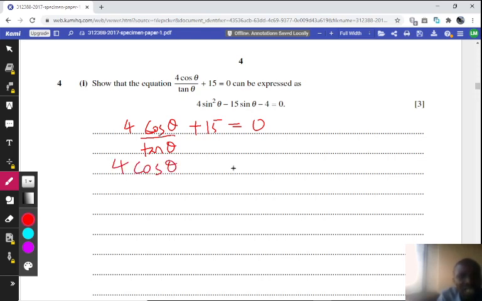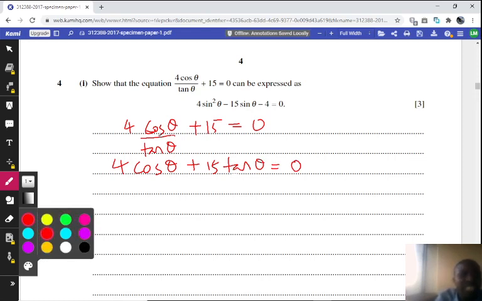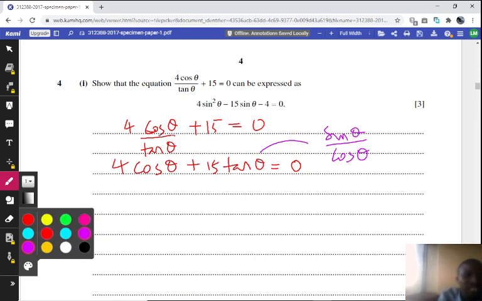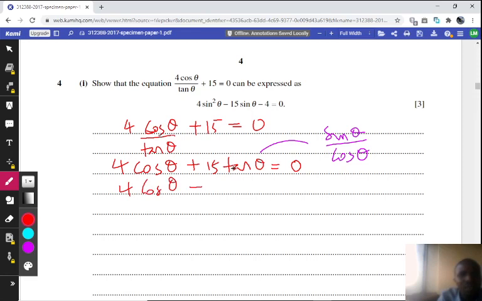So it will be 4 cos theta plus, you multiply 15 by tan theta, then you multiply 0 by tan theta, you get 0. Then use the identity for tan theta. The identity for tan theta is sin theta over cos theta. This is the identity that you have to use. So you say 4 cos theta plus 15 sin theta over cos theta is equal to 0.